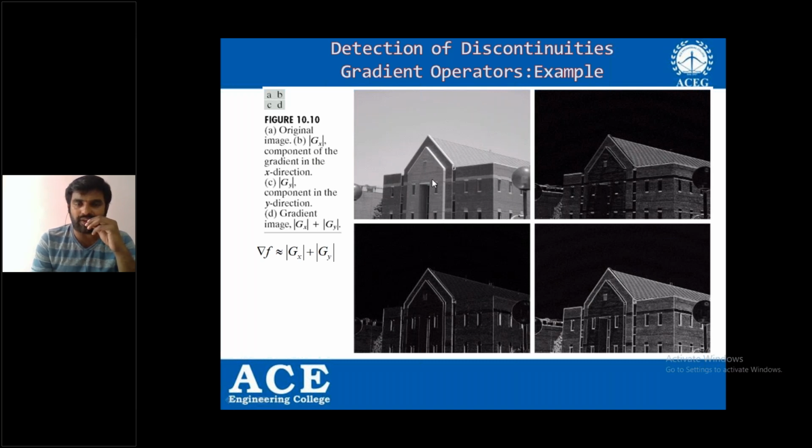If I apply the gradient operator to find the change along the horizontal direction, this will be the resultant, and it shows only the changes along the horizontal direction. Whereas if I take the vertical direction, this is the resultant, and it shows only the edges along the vertical direction. It is for the horizontal direction, and it is for the vertical direction. And if I combine both, I can identify the edges of the entire image along the horizontal direction and along the vertical direction.